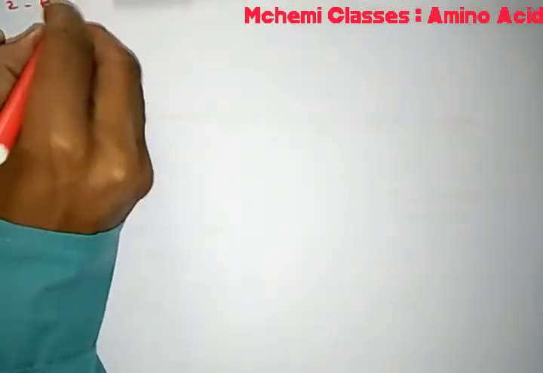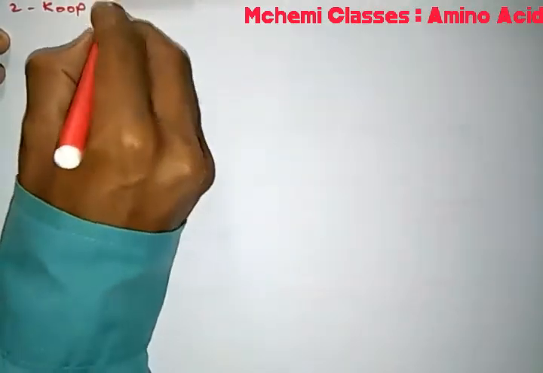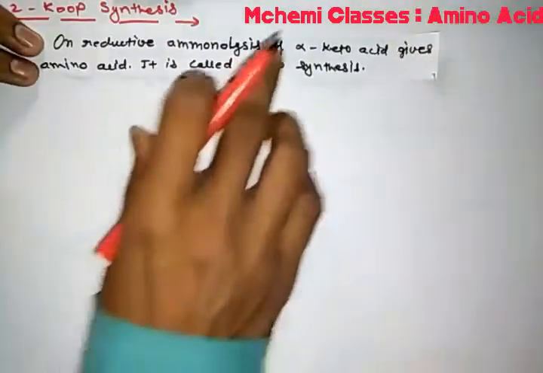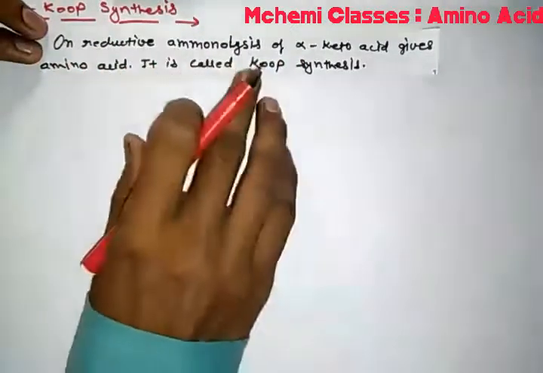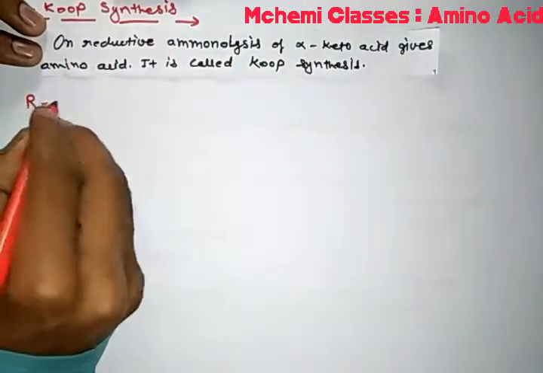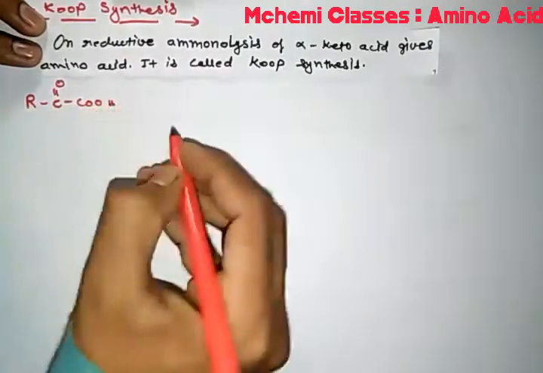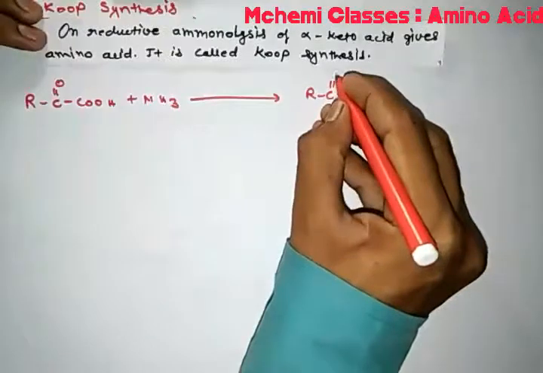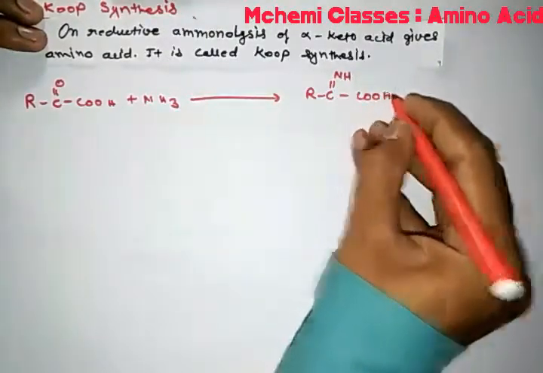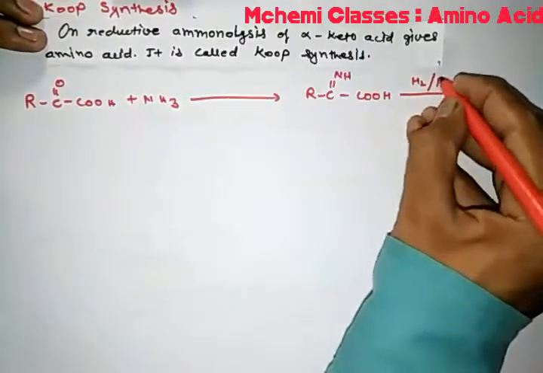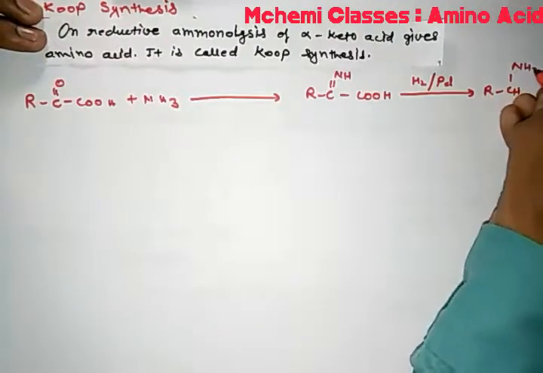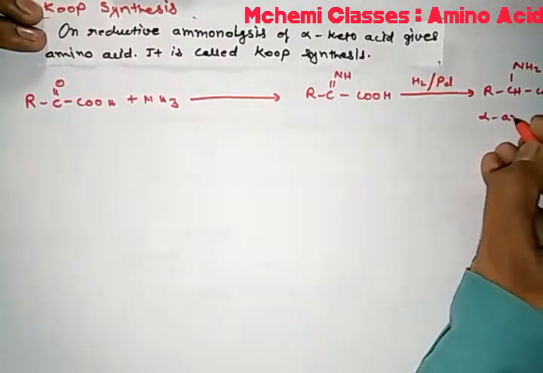The second process is Knoop synthesis. In Knoop synthesis, reductive ammonolysis of alpha keto acids gives amino acids. In Knoop synthesis, alpha keto acid reacts with ammonia and an imine is obtained. On reduction in the presence of Pd, NH2 alpha amino acid is obtained.